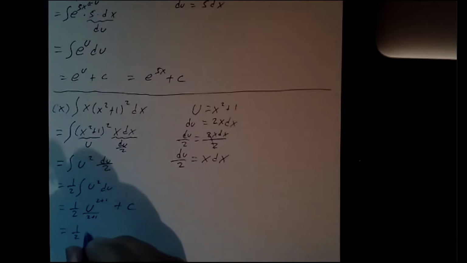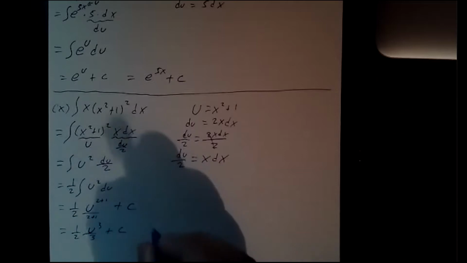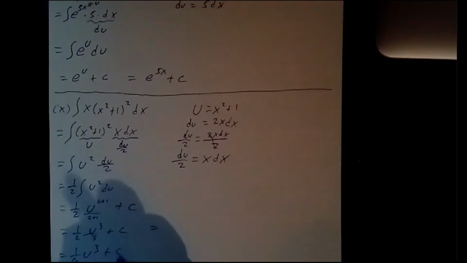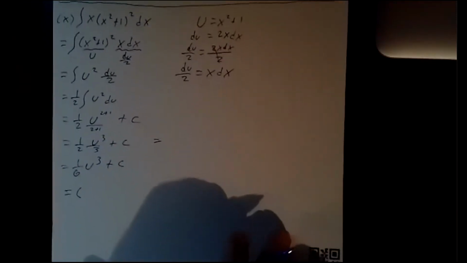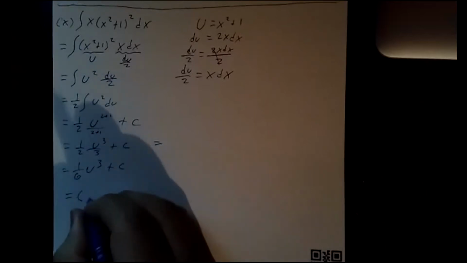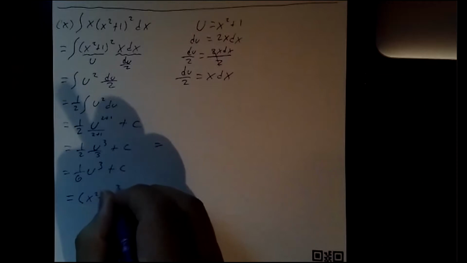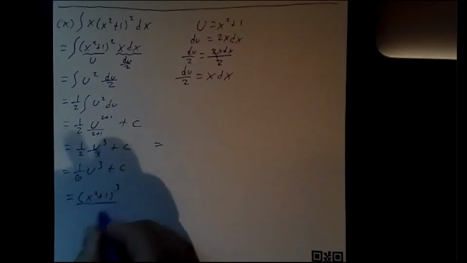Now we have 1/2 times u cubed over 3 plus c, which gives us 1/6 u cubed. And I already forgot what u was so long ago. u is x squared plus 1, to the 3rd power, now over 6.